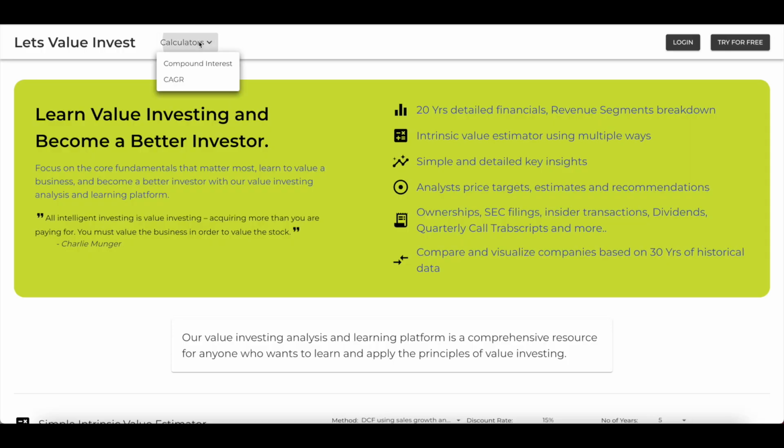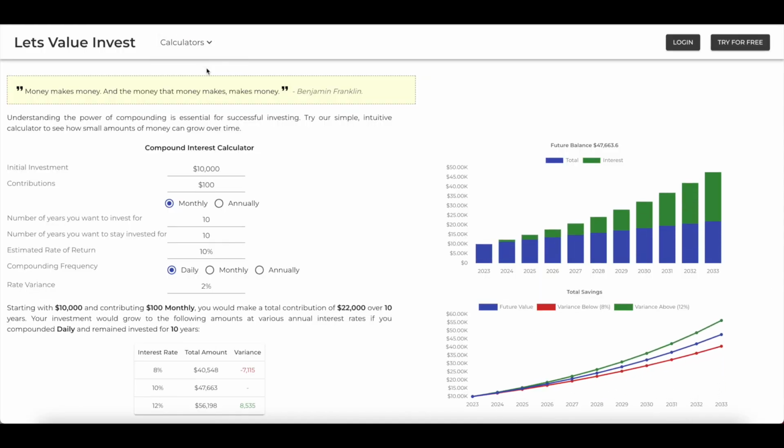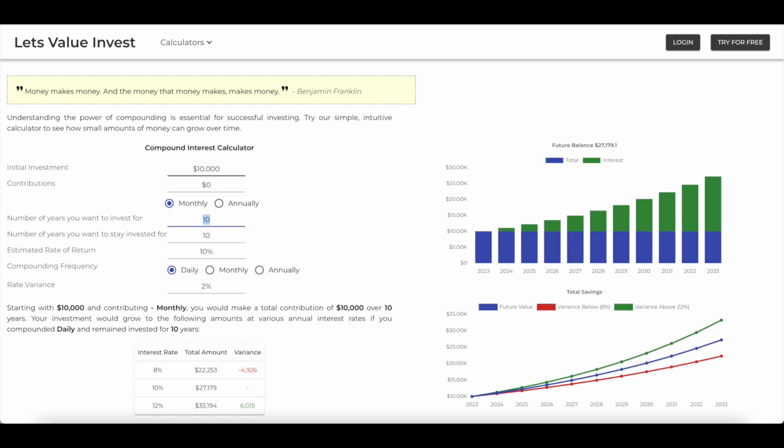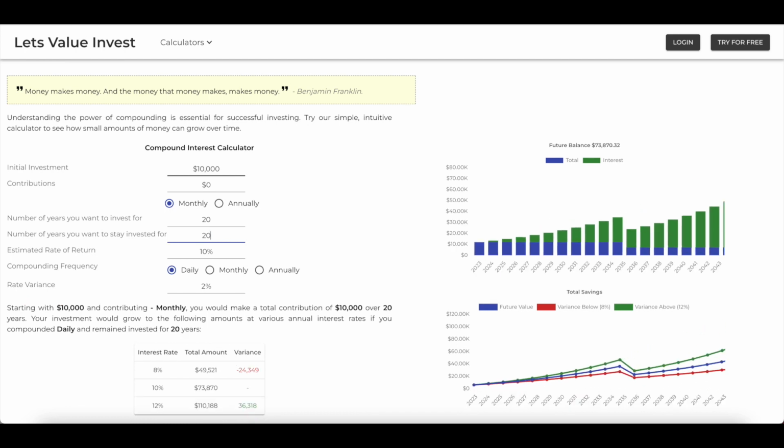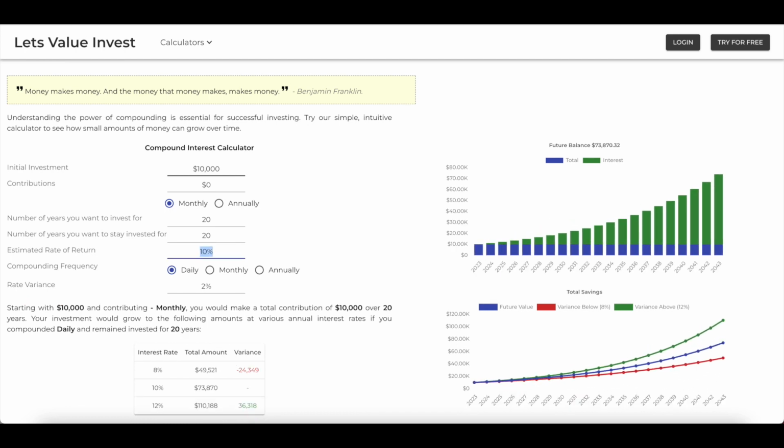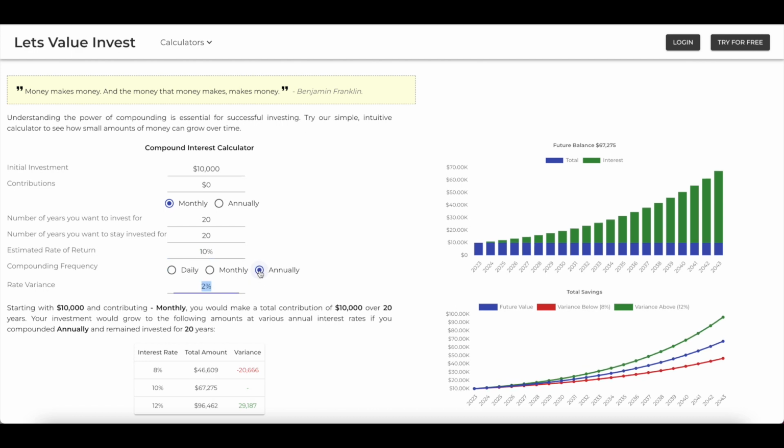We now go to Let's Value Invest and use its compound interest calculator to know the answer. We will enter 10,000 as initial investment, no monthly contribution, and we are investing for 20 years. Let's put the rate of return as 10%, and since we know our friend made an extra 1%, we'll use this as variance to calculate the outperformance.